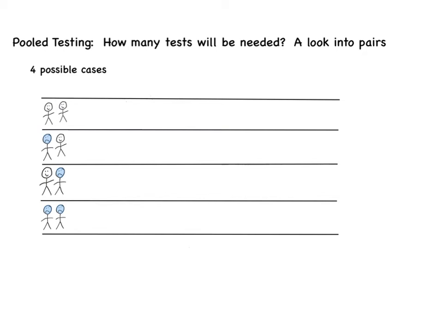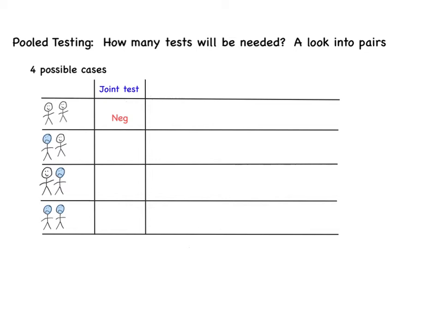Can you figure out what the first joint test would be? Positive or negative? Take a minute to think about it. First, we'll consider the case where neither of the 2 people have the virus. We will run a joint test and the result will be negative, no virus. If there's no virus in the joint sample, we can conclude that both people are negative. So for this pair, we only had to run 1 test.